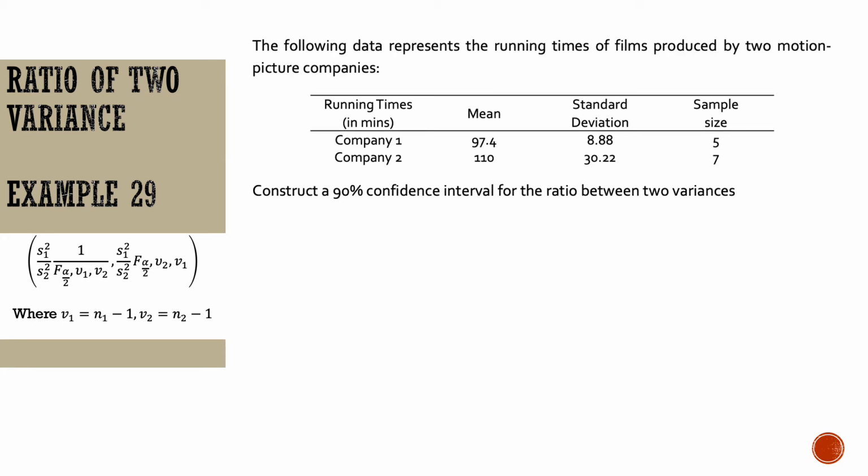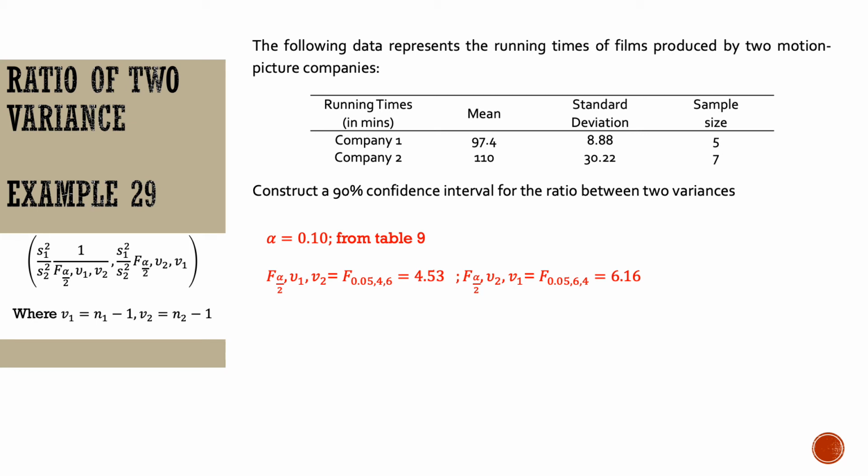Look at this example. The table gives you the summary of the running time of films produced by the two motion picture companies, company 1 and company 2. We want to construct a 90% confidence interval for the ratio between the two variances. First, identify the value of alpha for this example. 1 minus 0.9, we get alpha equals to 0.1.